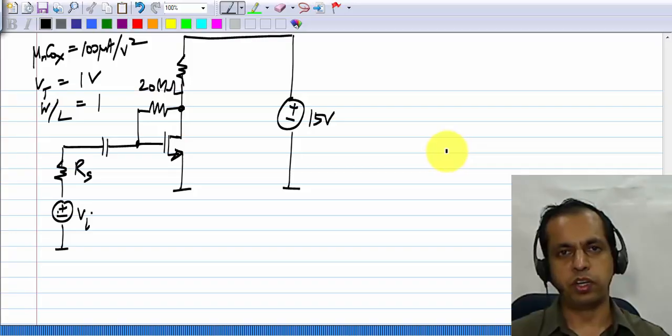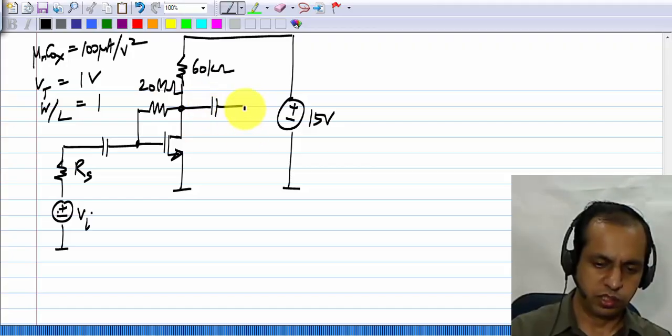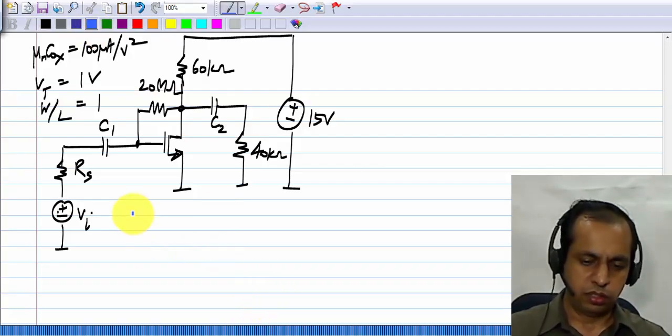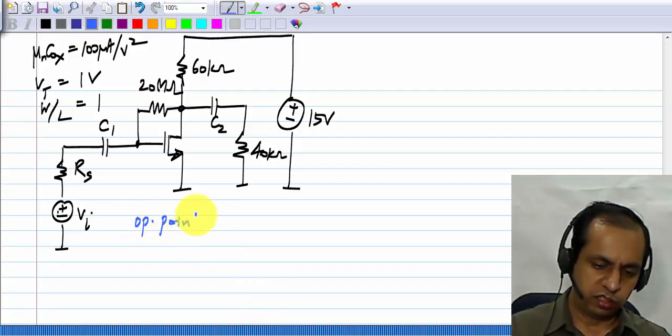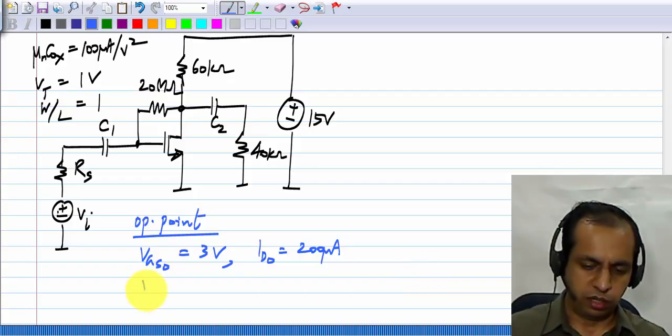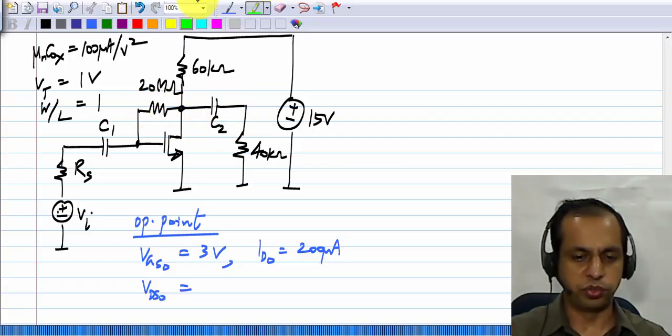For 200 microamperes of current, I have a gate source voltage of 3 volts. This is 60 kilo ohms, and the load is 40 kilo ohms, and these are large AC coupling capacitors. So the operating point is that VGS0 is 3 volts and ID0 is 200 microamperes. And VDS0, the quiescent VDS, is also 3 volts because no current flows through this.